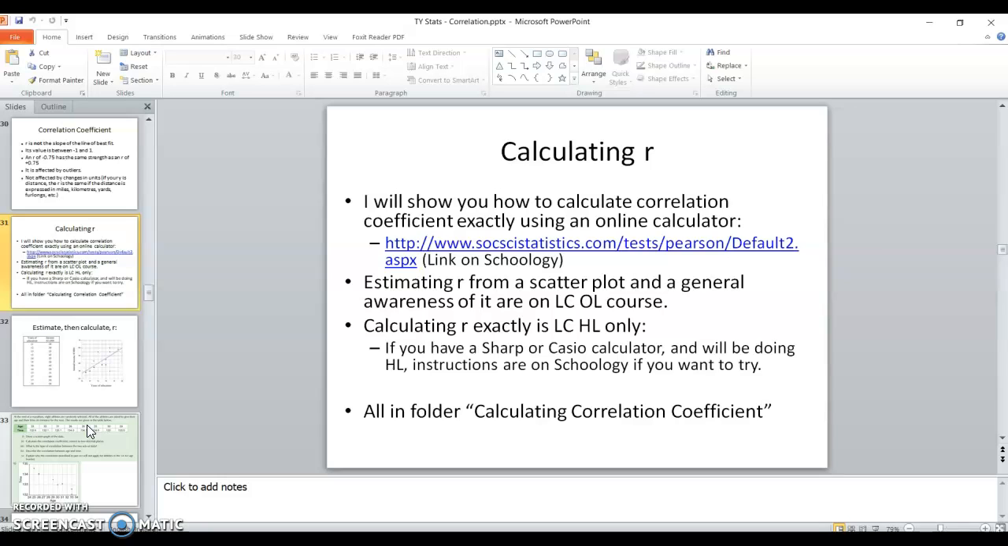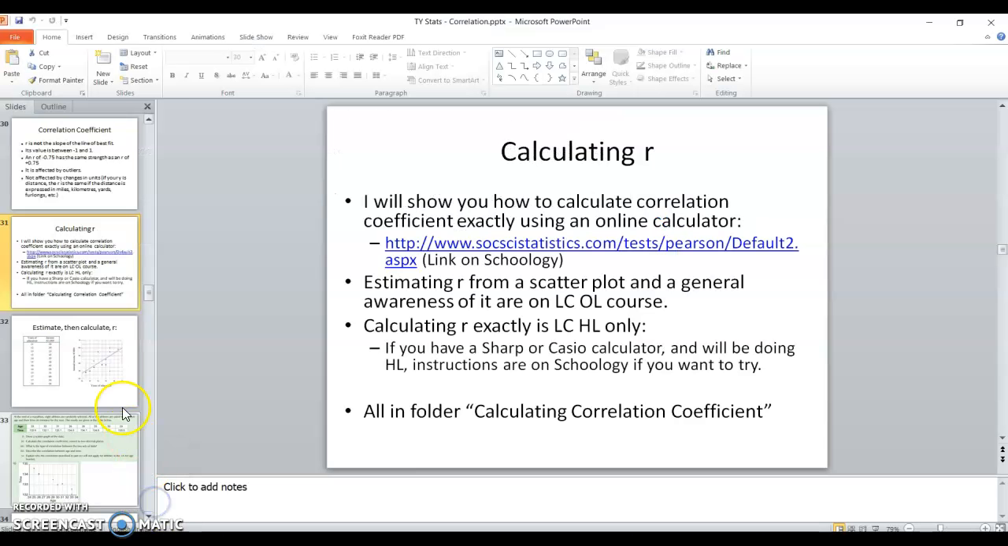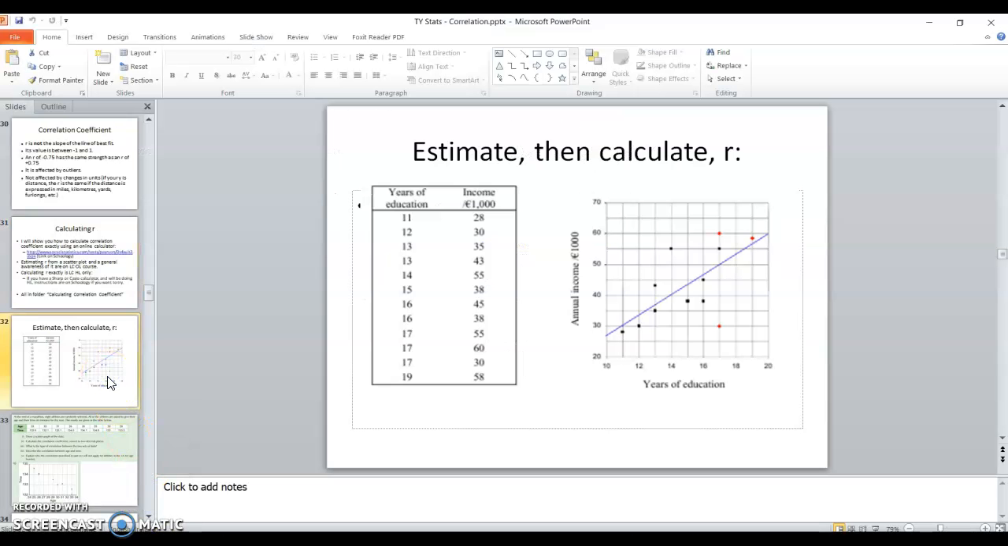But because calculating exactly is not on the ordinary level course, I'm just going to do it using this online calculator. As I said, I will link to it, but if you just Google correlation coefficient calculator, I think the first and second result both go straight to this. All right, so the page should look like that. First example I'm going to do is one you've seen already.